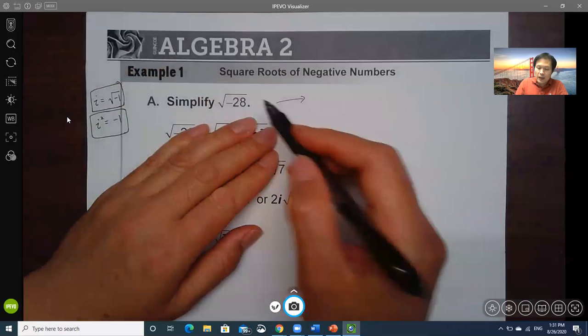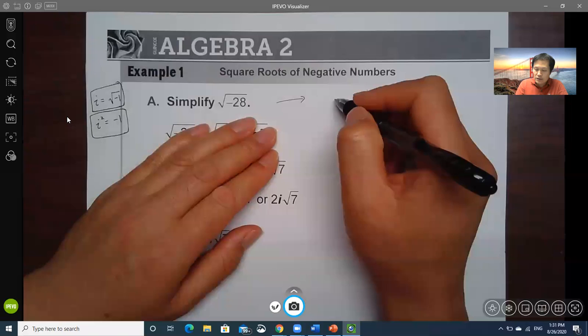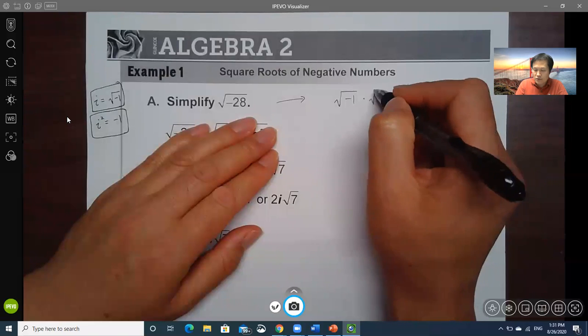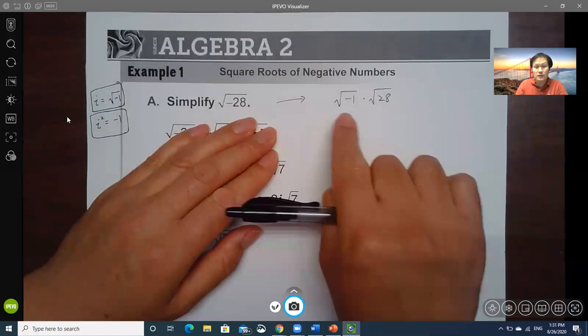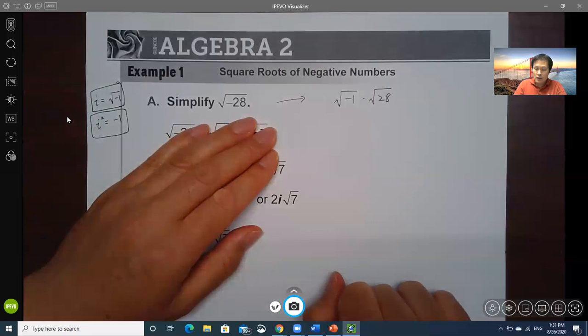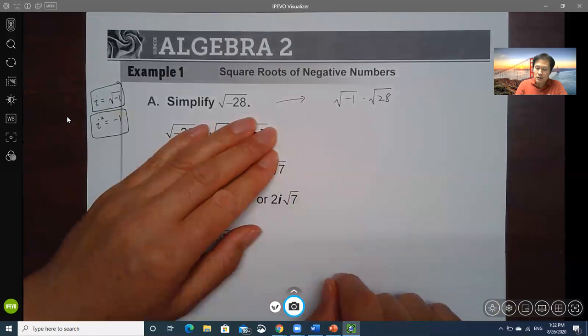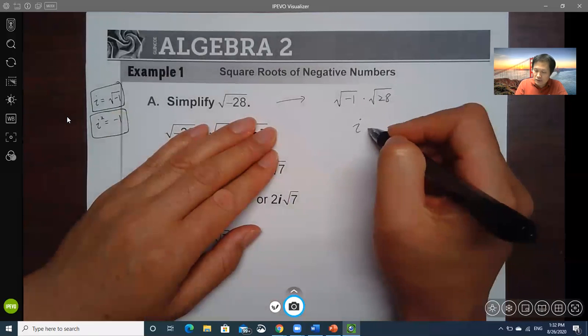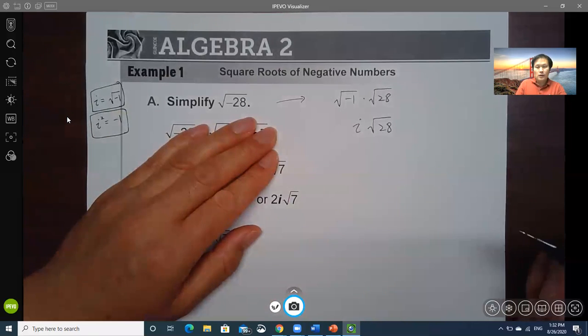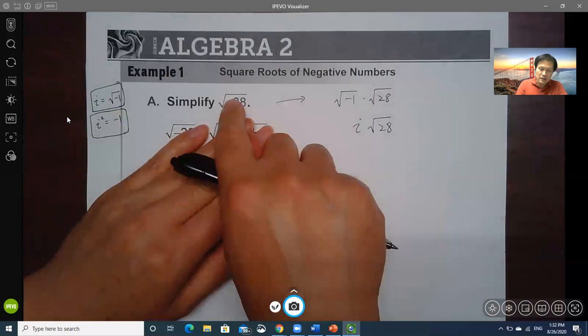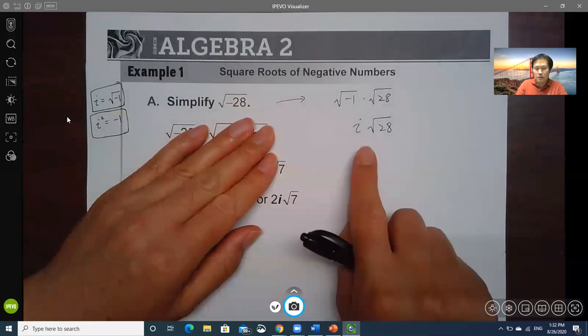So, knowing that, you can express that as square root of minus 1 times square root of 28. And square root of minus 1 is what? i. So you can write that as i square root of 28. You can consider that as the minus inside the root, take it out, and it becomes i outside.